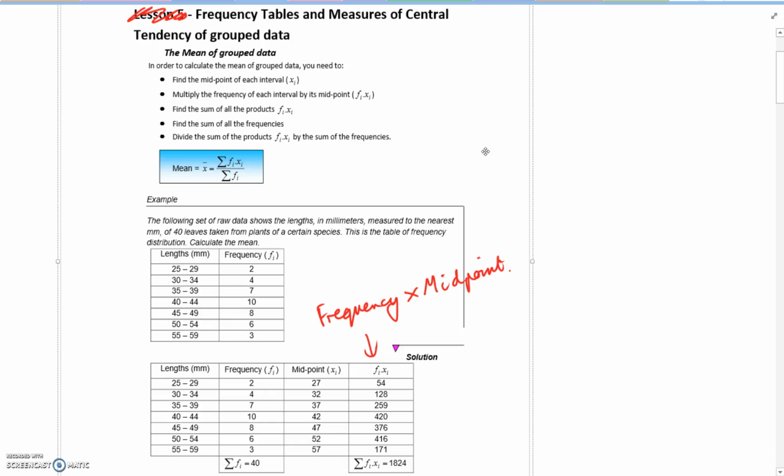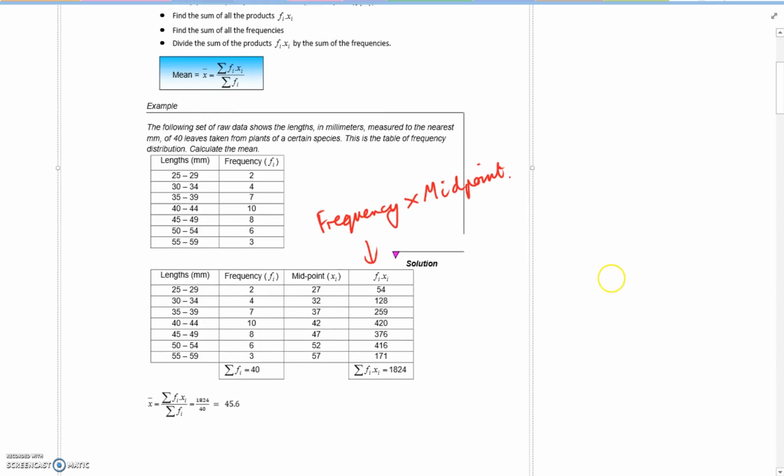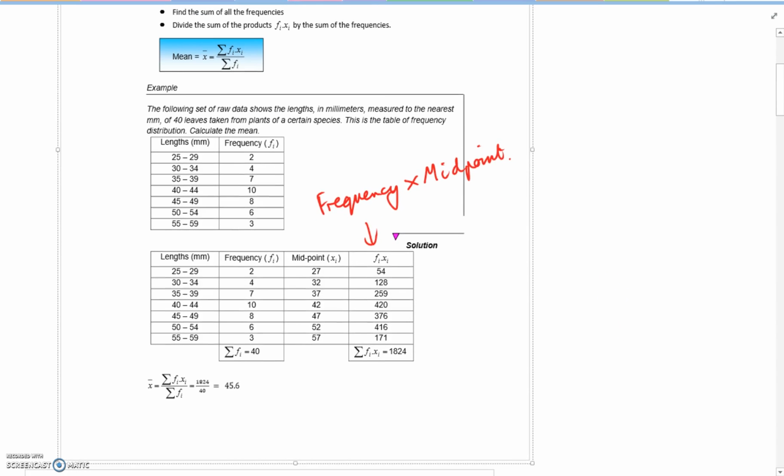Alright, I'm going to look at a bit more group data and frequency tables, and then look at how to find the mean, median and mode of these different values. It does get a bit more complicated when you can't find those specific numbers, and you need to work with these frequency tables.